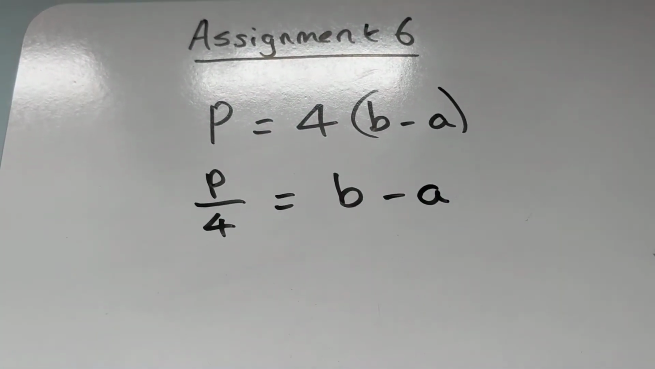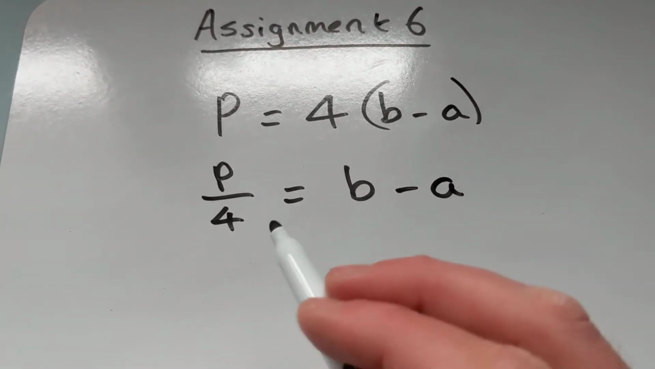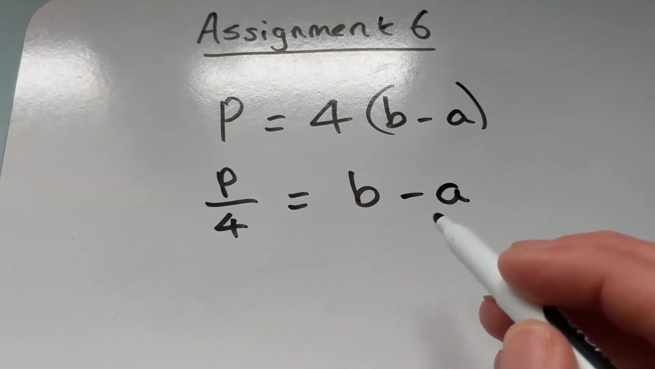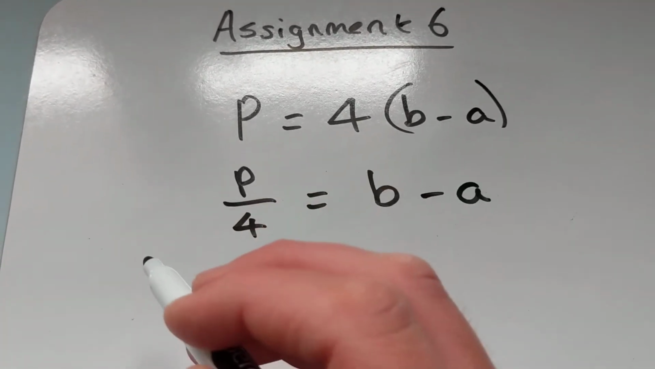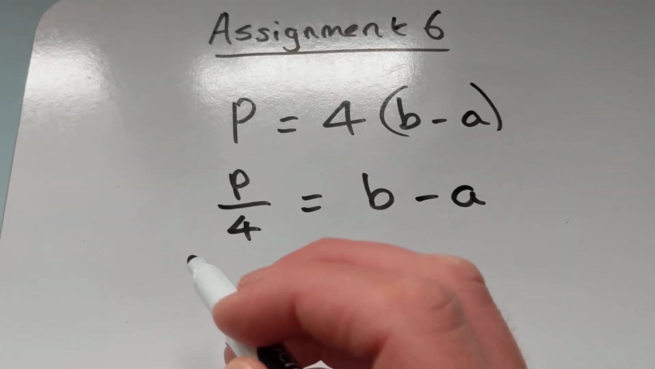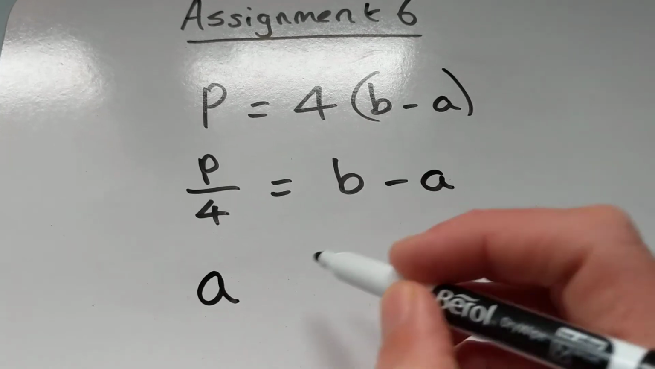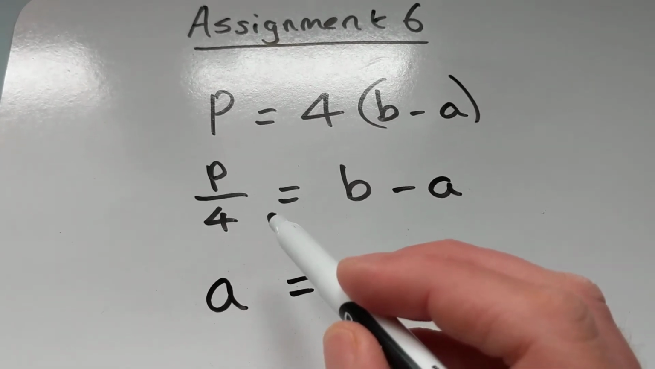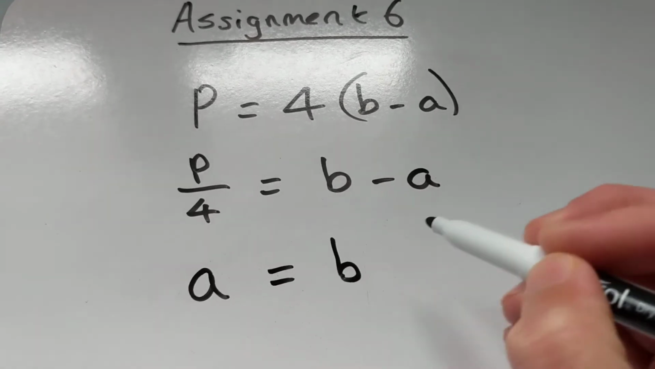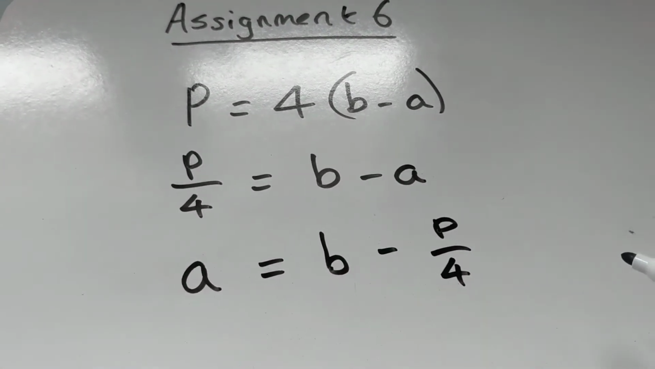Right. Now I want to get a on its own. A couple of things I can do. I can either move the b over and then change the negative sign later, or I can move the minus a over to this side, so it becomes a positive a. So if I add a to both sides, I'll get an a over here, and I take away p over 4 from both sides, so the b stays where it is, take away the p over 4, and that's you sorted out.